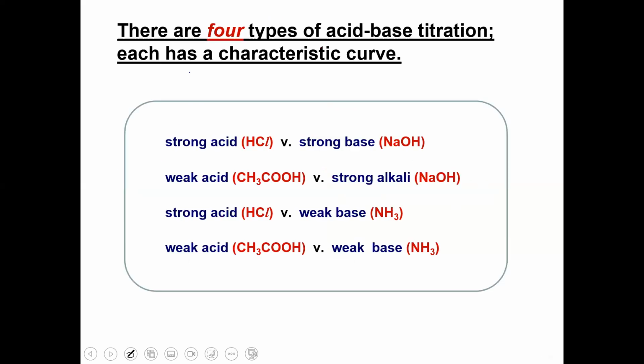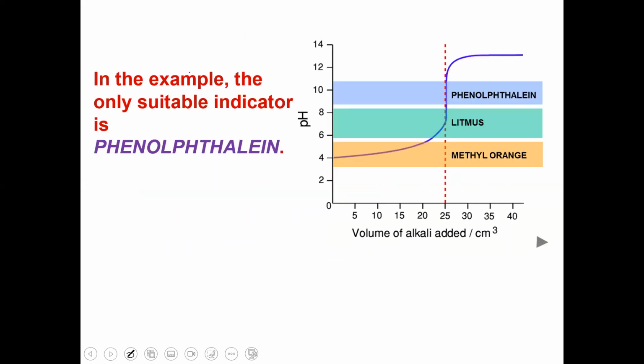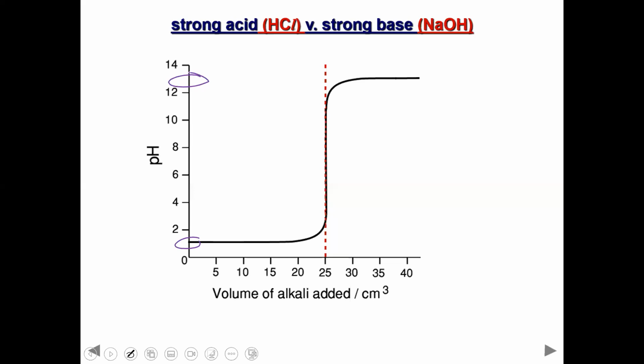Now remember this picture. Methyl orange, litmus, phenolphthalein. Remember this picture. Then can you tell me for this strong acid versus strong alkali, which indicators are suitable? Which one of them, or do you think all of them? 1 and 13, that's where it sort of cuts off. But the line is so straight in a big range. So it's a very sharp pH change.